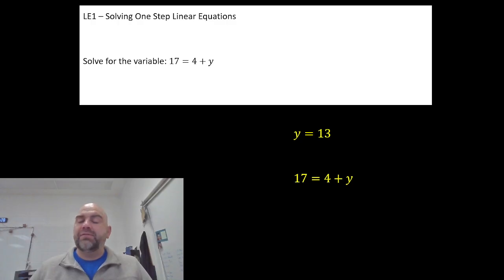Well, we have that 4 there on the left-hand side that's combined to our y through addition, or it's a positive 4. And so what we have to do is subtract 4 on that side because we want y all by itself. We're trying to solve for it. But if we subtract 4 from one side, we have to subtract 4 from the other side. And therefore, 17 minus 4 is 13, and so our y value has to be 13.